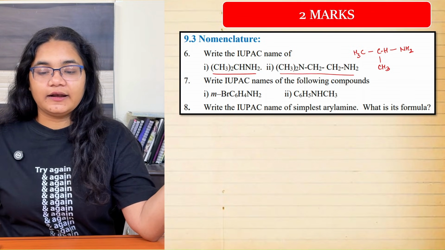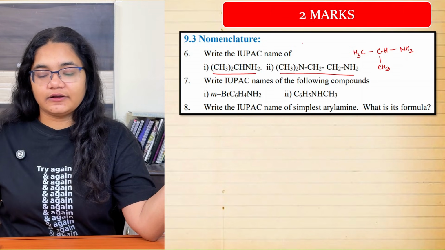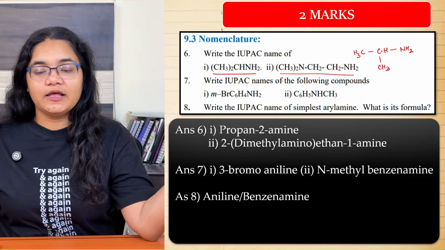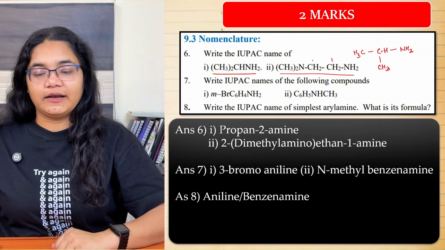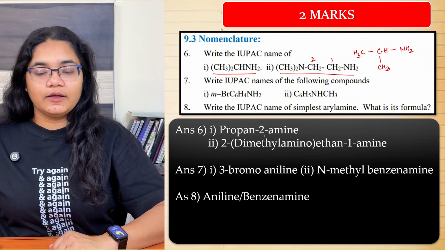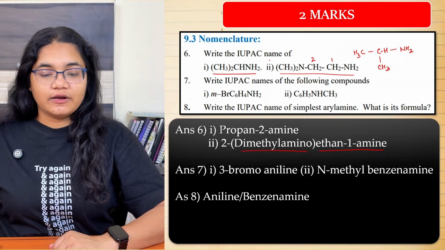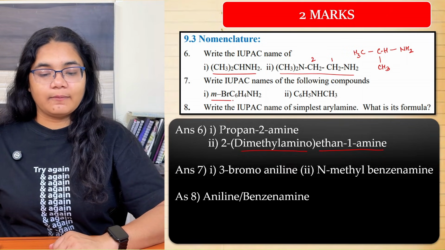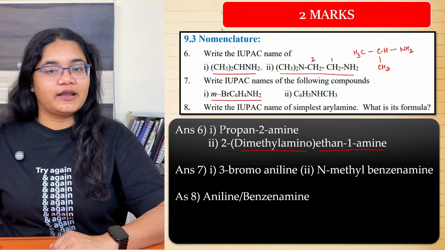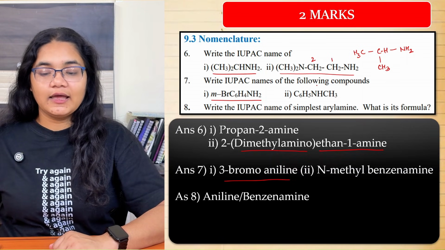Okay, and the next structure, if you see, this side it is a secondary amine, and this side it is a primary amine. So I'll name it like this: 1, 2. So 2, you can see dimethylamino ethane-1-amine. Next one, write the IUPAC name of the following compounds: m-bromo C6H4NH2. So it is 3-bromoaniline.